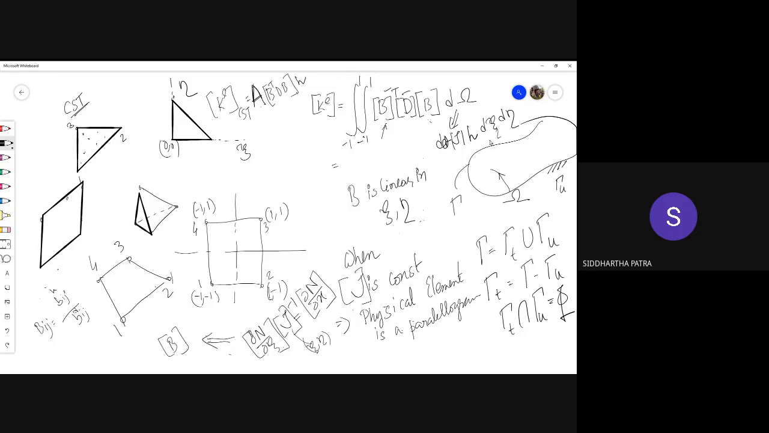Okay, is that clear so far? Yes, sir. Okay, such a problem was not there with the CST element.